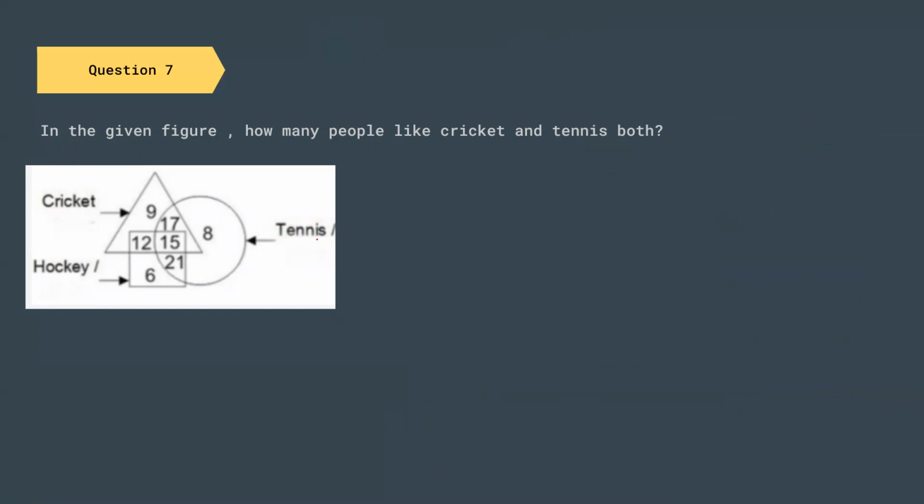So this is a very famous question. This is a Venn diagram question where you have to say how many people like cricket and tennis both. This is a small question, but before I move on, let us understand the question first. They are saying that all the people who like cricket are in this triangle, all the people who like hockey are in this square, and all the people who like tennis are in this circle.